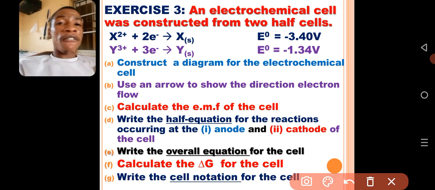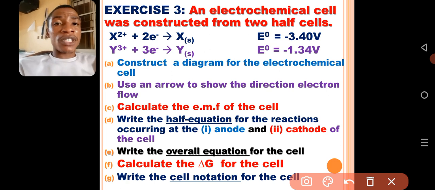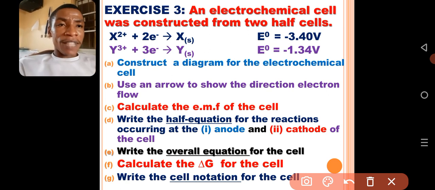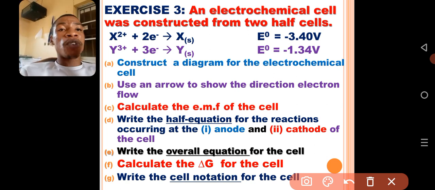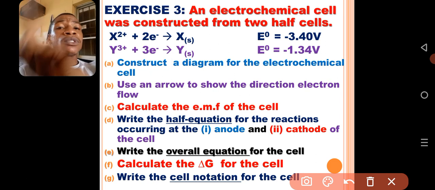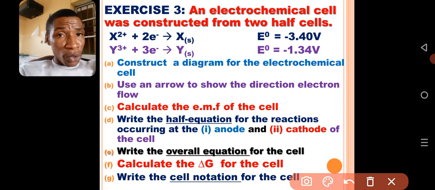So you write your cell equation, you write your cell diagram, you show direction of electron flow, and find answers to the other questions that you are being asked to do. So do it in your notes, and I come along with it as exercise or assignment. So that is how you will do this exercise 3. And don't forget also that your electron will flow from the anode and flow to the cathode. It's very, very important. So take note of that.